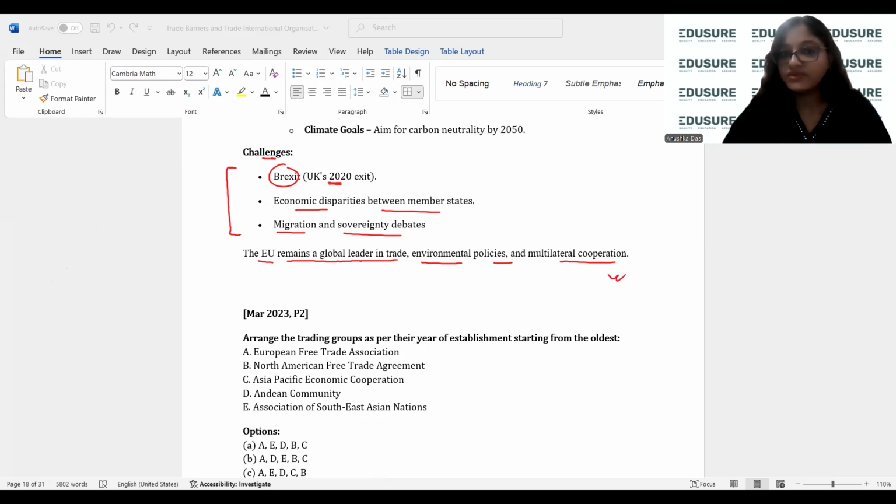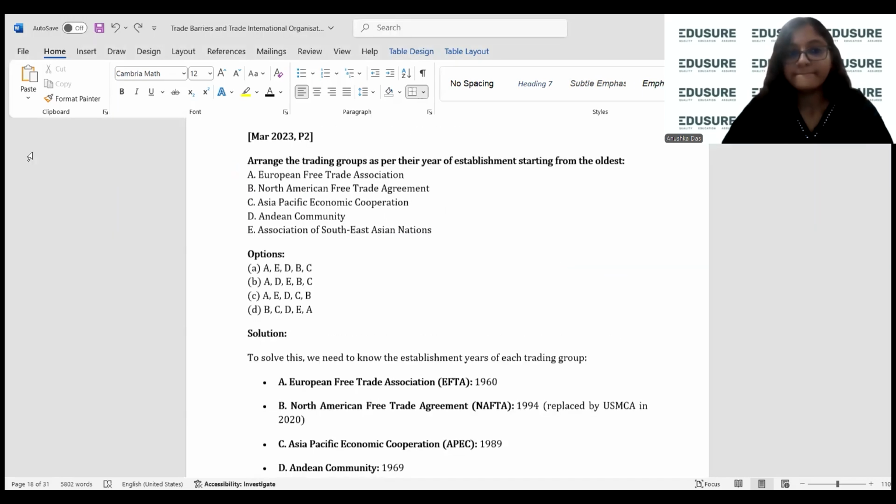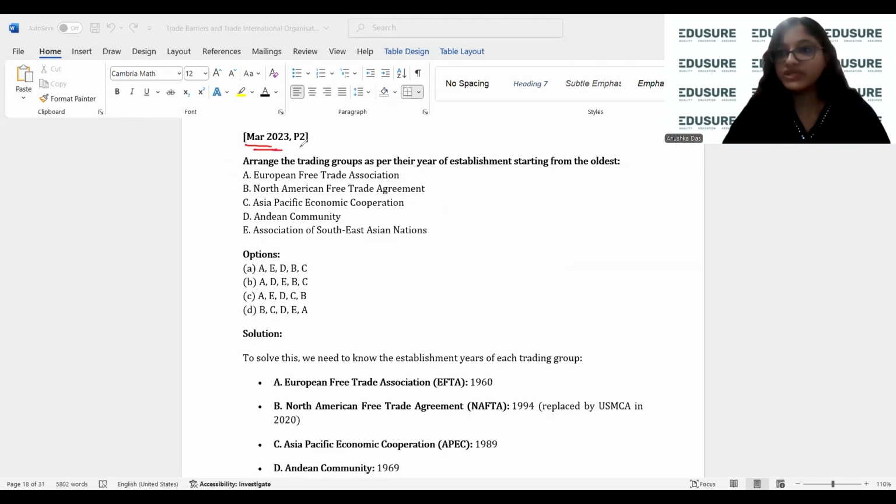SAARC we will do with the help of a question. Now let's take a look at this. A March 2023 question from Regional Trade Blocs. Arrange the trading groups as per their year of establishment. So: European Free Trade, North American Free Trade, Asia Pacific Economic Cooperation, Andean Community, Association of Southeast Asian Nations.